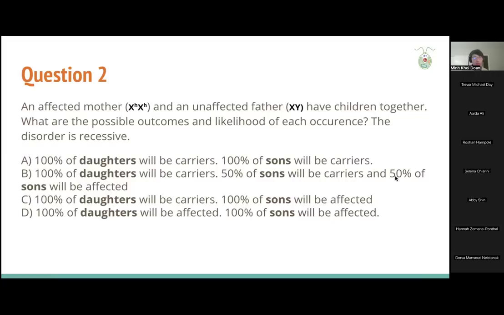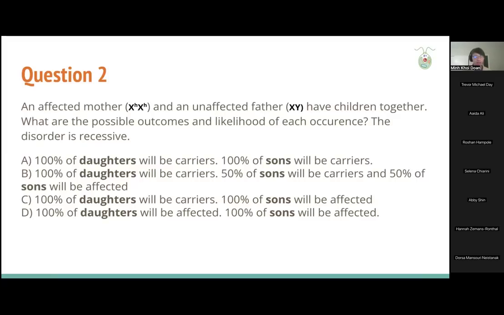So the second question asks you about a sex-related disorder. I would also highly encourage you to form a genotype chart for this question as it'll be really helpful. So I'm assuming you'll have paused and had an answer. The correct answer for this question is C.